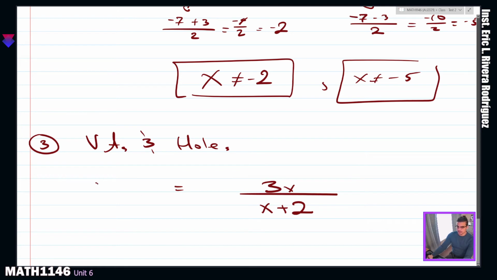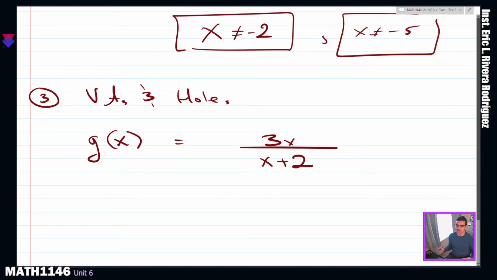So in our simplified version, we have 3x over x plus 2, right? So see what happened in the simplified version. -5 is no longer a restriction in the simplified version, because when we simplify the function, we cancel out the factor x plus 5 from the denominator. Hence, -5 here is no longer a restriction of the simplified version.